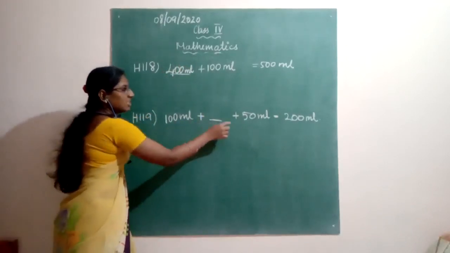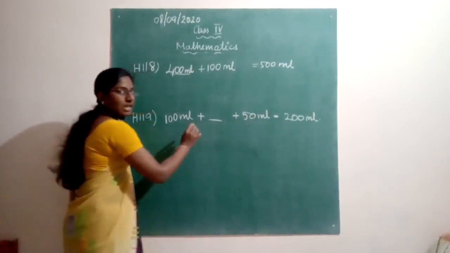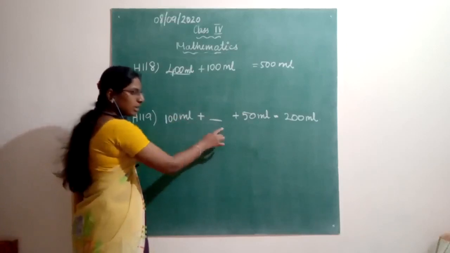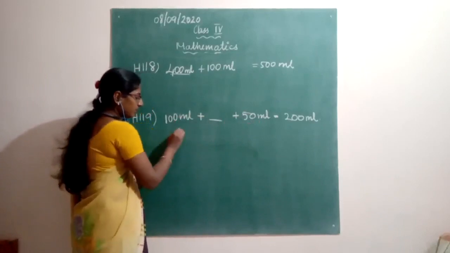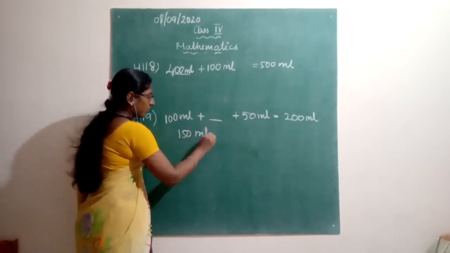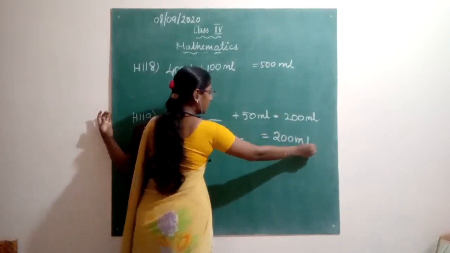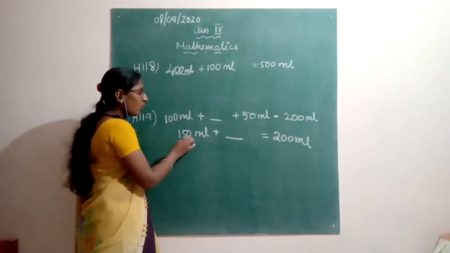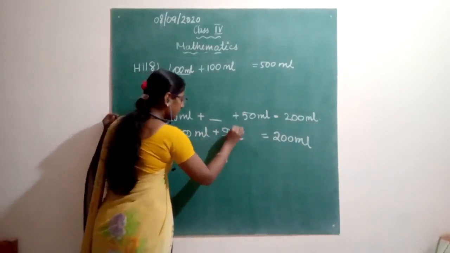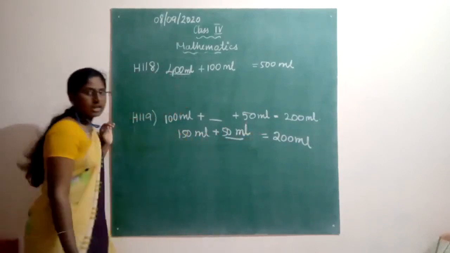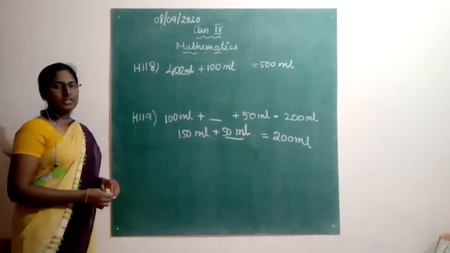100 ml plus dash plus 50 ml will give you 200 ml. Actually, you have 3 quantities here. One is 100 ml, the other one we don't know, and the other one is 50 ml. So if you add 100 ml and 50 ml, what will you get? 150 ml. Plus dash is going to give you 200 ml. Already you have 150 ml here. So what should you add to 150 so that you will get 200? Very good, it is 50 ml. Understood? So these are the answers for the homework which was given yesterday. Kindly check your answers with it.